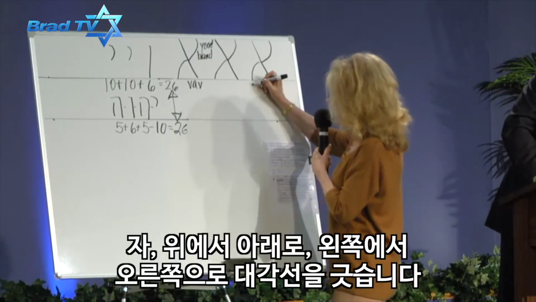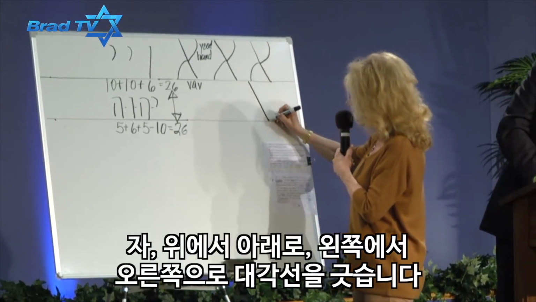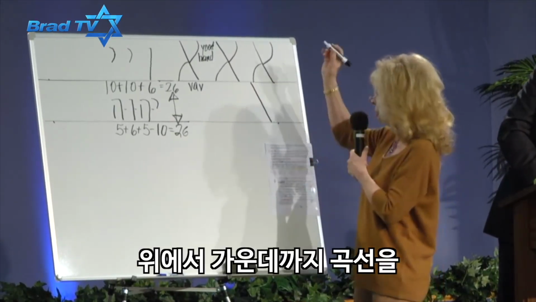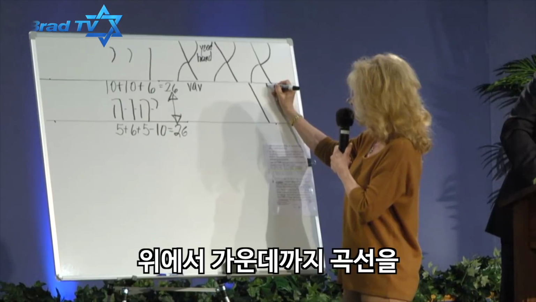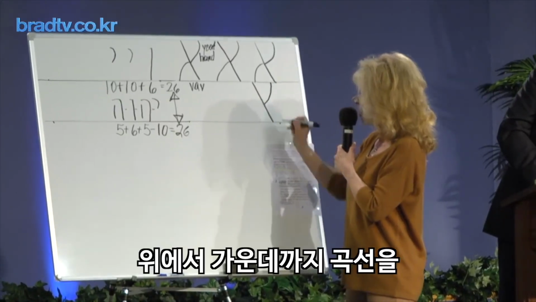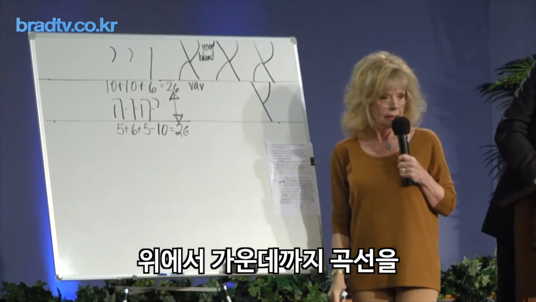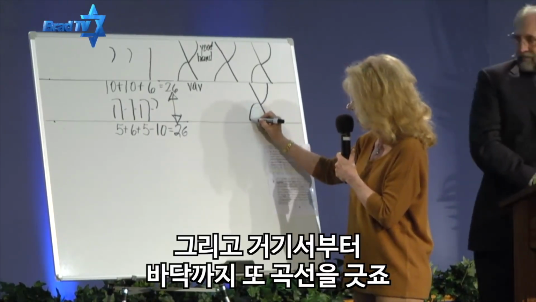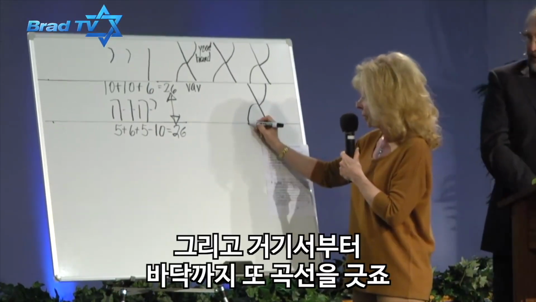Okay, so we're going to draw the line from the top to the bottom, slanting from left to right. Okay, you can lift your pencil, come to the top line, draw a curved line down to the middle, and then draw a curved line down from the middle to the bottom.